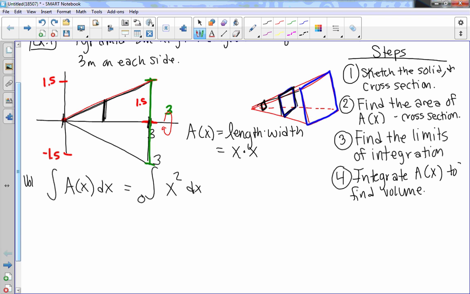So the volume comes from integrating the area. So I think you can find the volume of that pyramid now by integrating x squared dx from 0 to 3.